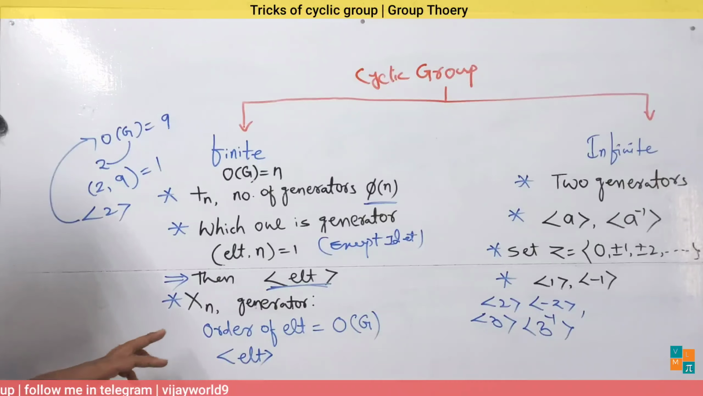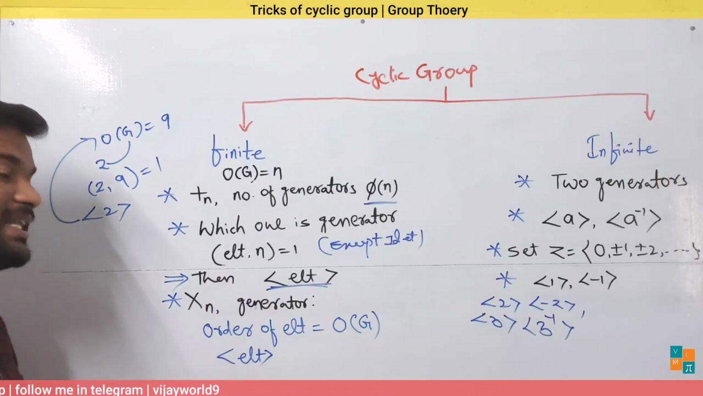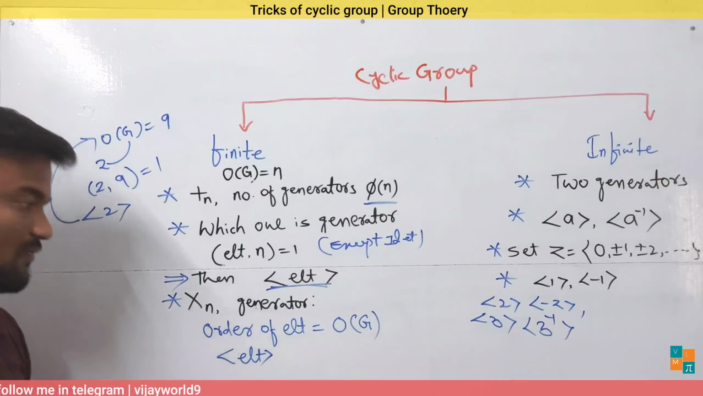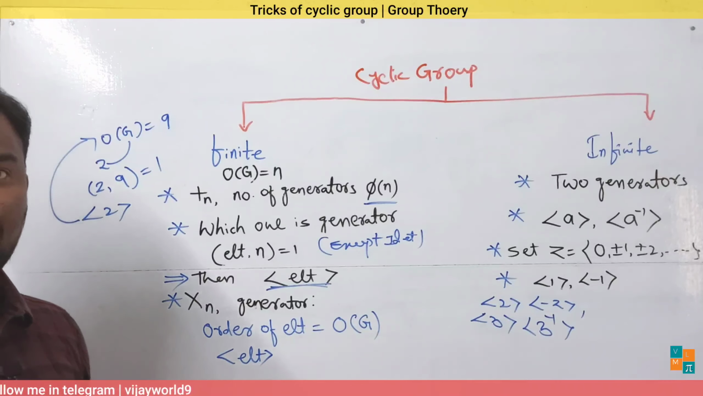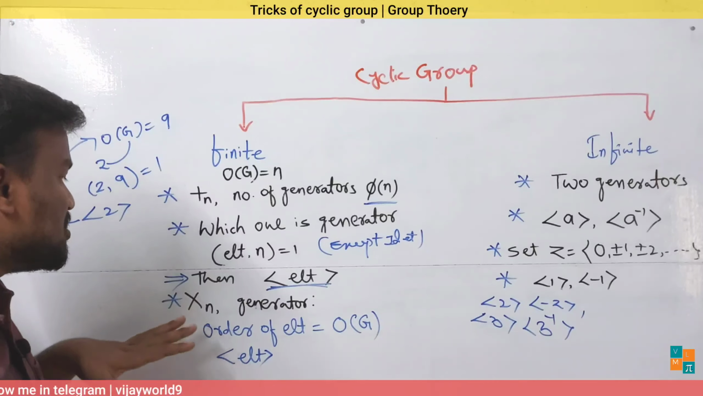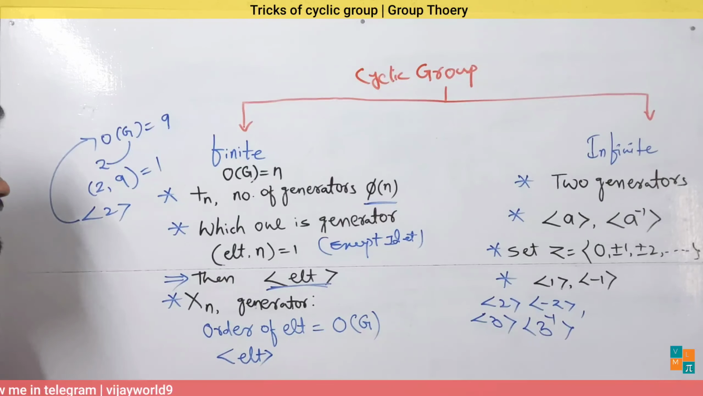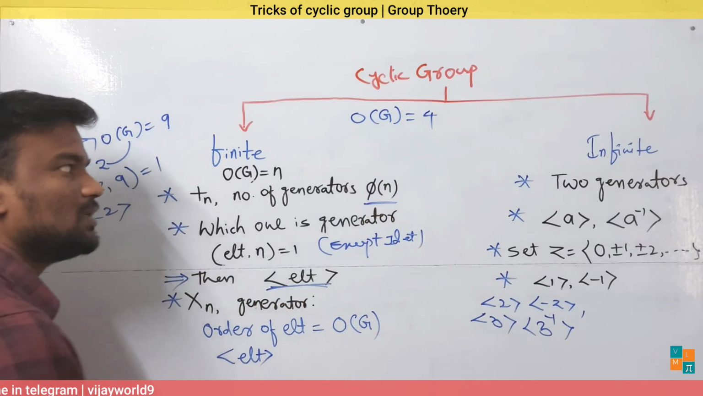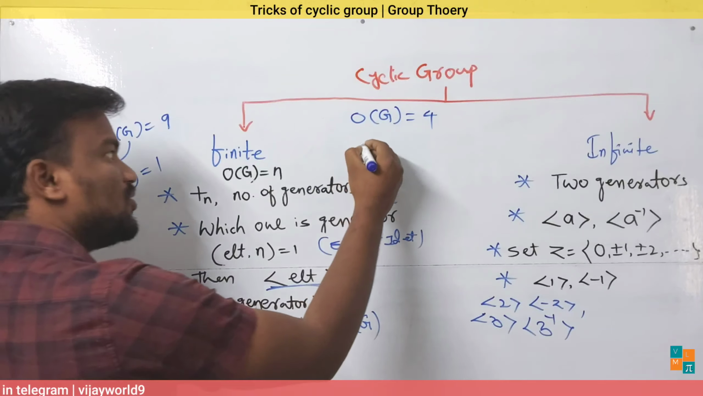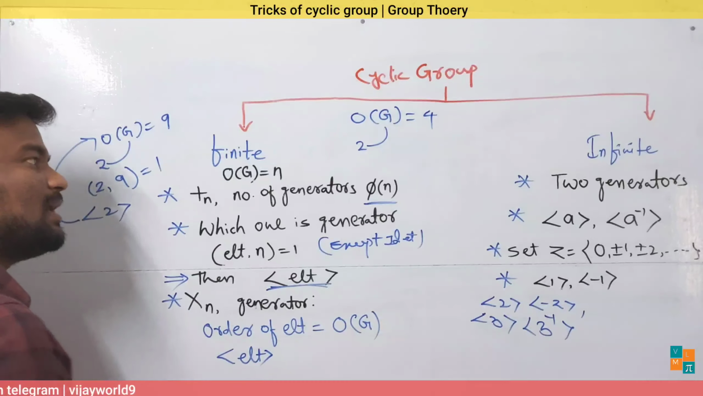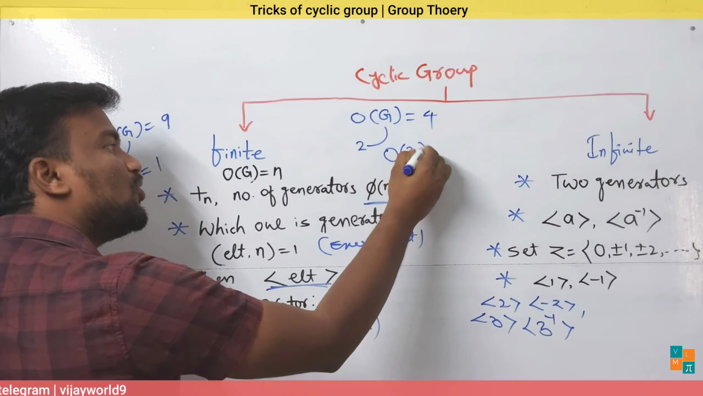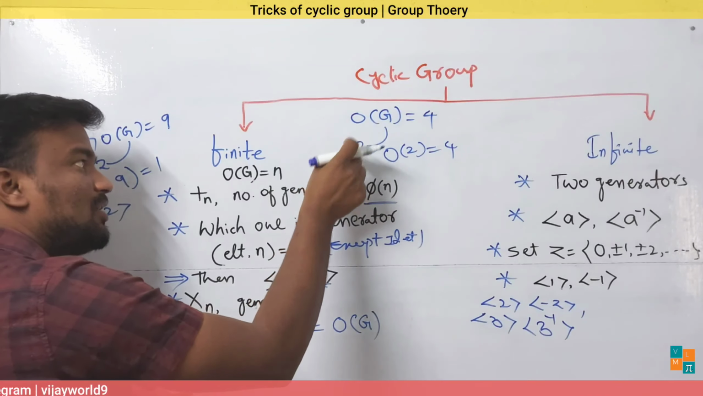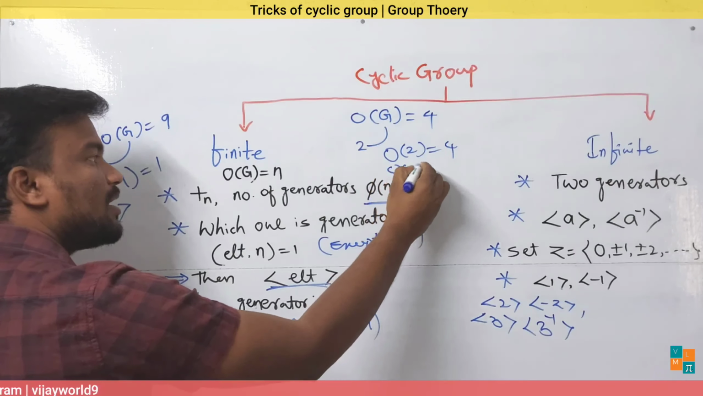If multiplication modulo is given, then the formula to find the generator is: if the order of the element equals the order of the group, then that element is the generator of the finite cyclic group. For example, if the order of the group is 4 and 2 is an element of G, then the order of the element 2 is also equal to 4. What we observe here is that the order of the element and the order of the group, these two are equal.